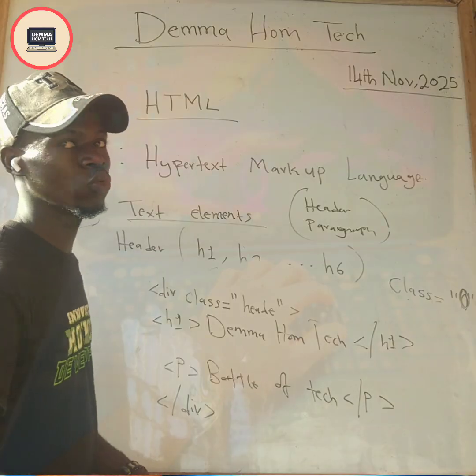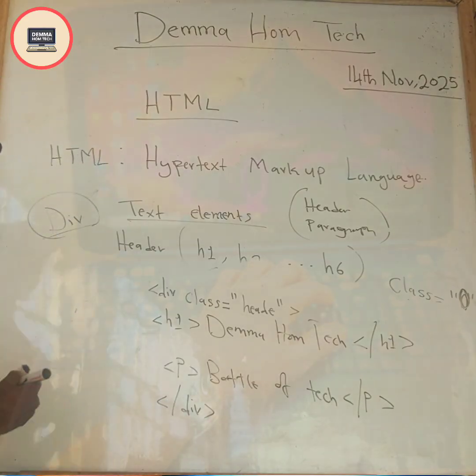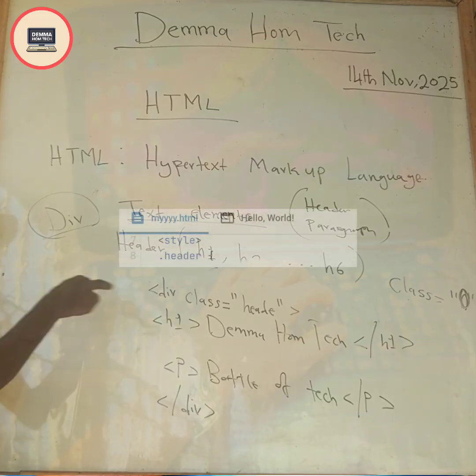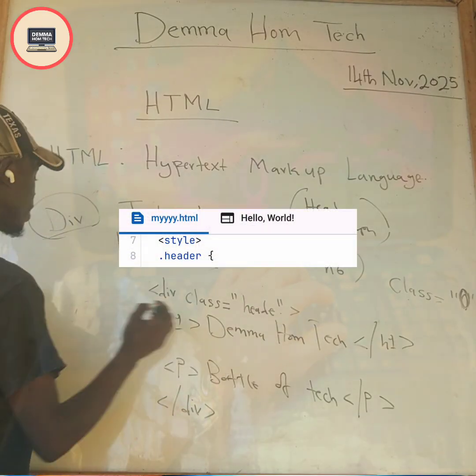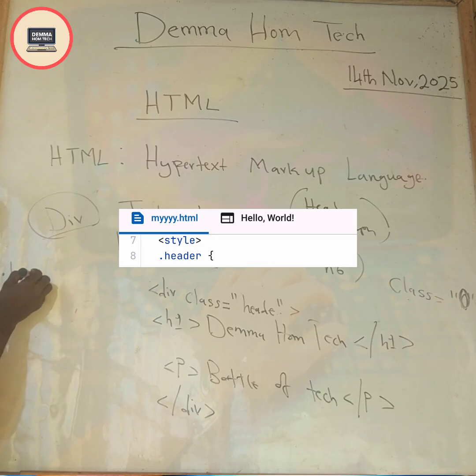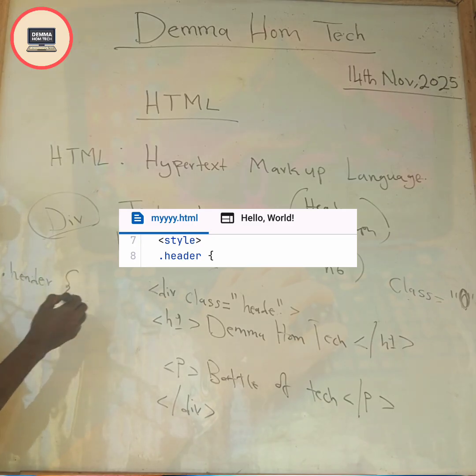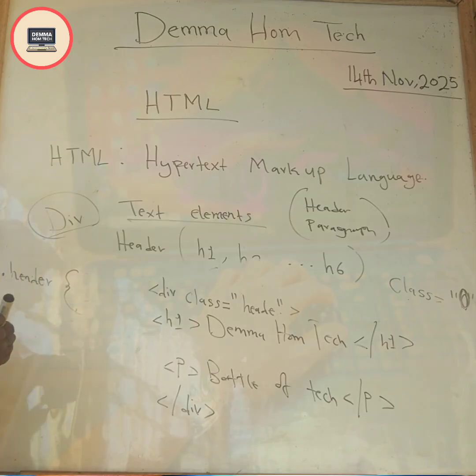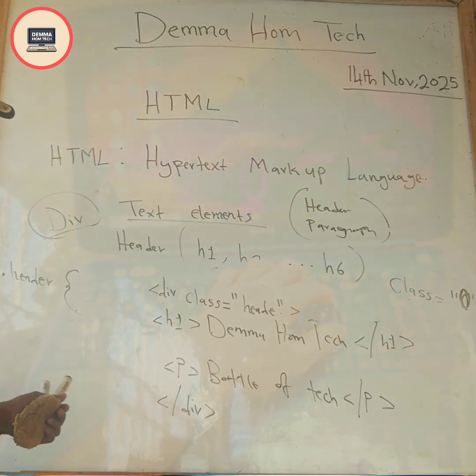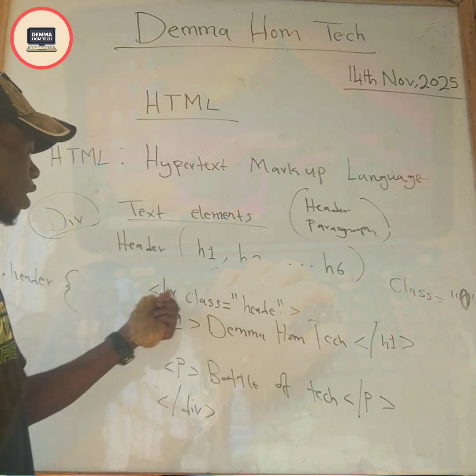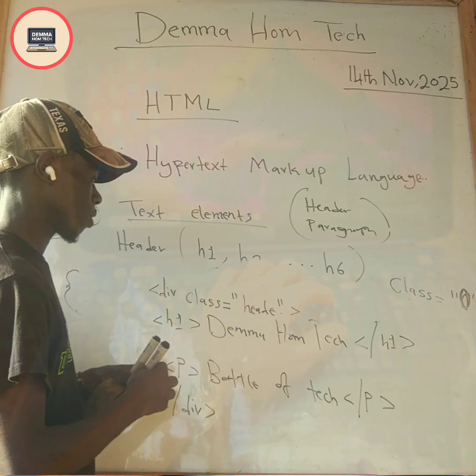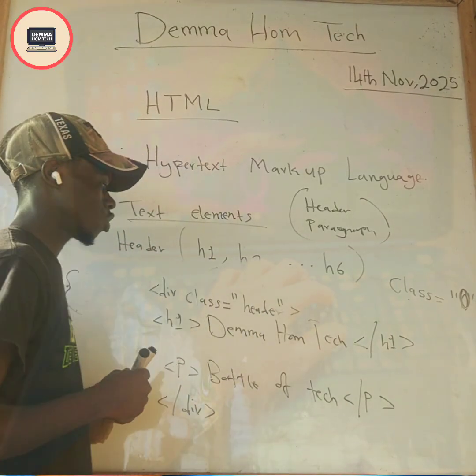So when you want to style it, when you go to the styling sheet, you put a dot. Then the class name, header. Just put dot header. Then you open curly brackets. If you are to style, you put it inside curly brackets. This is how it is done. We are not talking about CSS here, but I'm just explaining what div and class do. This is what it does here. So this is how it is done.